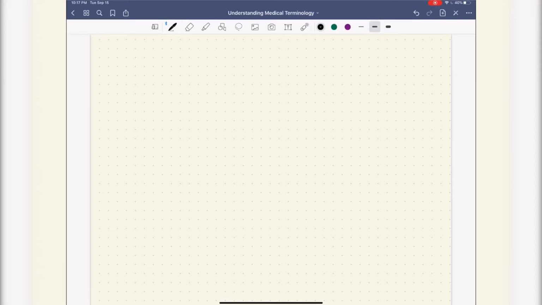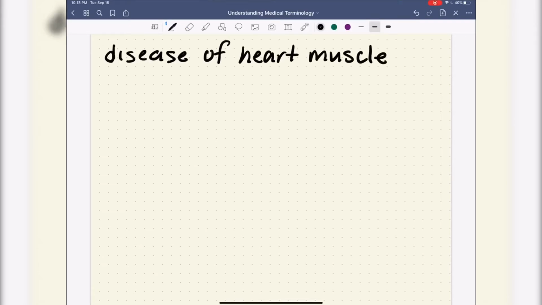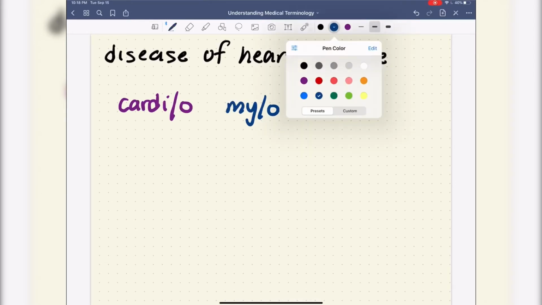Now let us try one that has two root words and a suffix. So let's build a term that means disease of heart muscle. As we know that cardio means heart, and myo means muscle, and -pathy means disease.